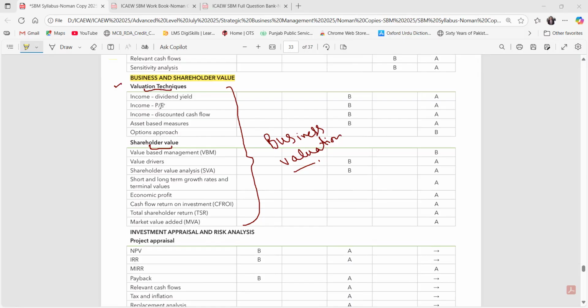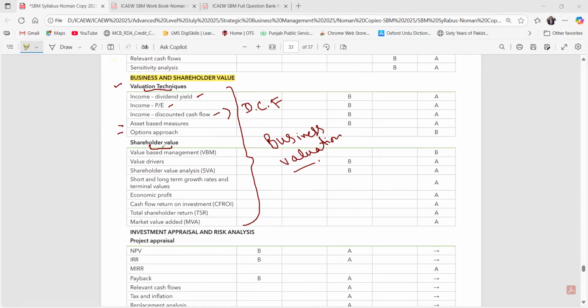If I talk about valuation techniques, then we have different types of technique. Here we use income-based techniques and asset-based techniques, basically. In income-based technique, we deploy dividend yield model, PE model, or discounted cash flows, or DCF basically. Other than that, we also have the asset-based model and options approach. Different approaches are also available. So these are a few approaches, a few techniques for the valuation of a particular business.